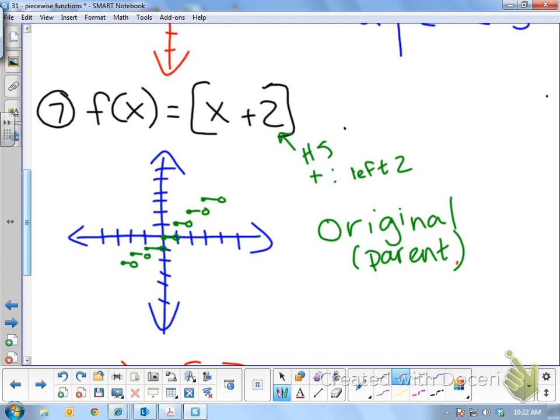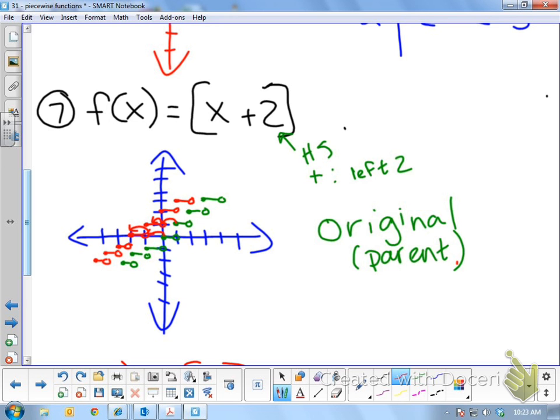If I slide every piece left 2, I start here and I'd hop left 2 and draw my new step. We know this one also hops left 2, draw my new step. We know the rest will just follow. So we go to the left because it was a horizontal shift.